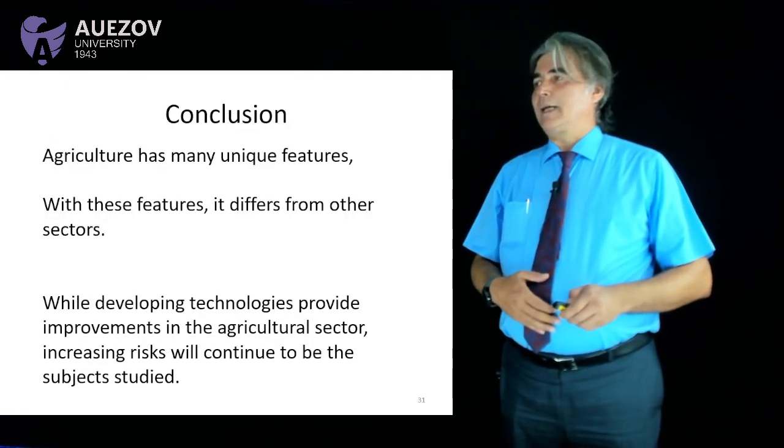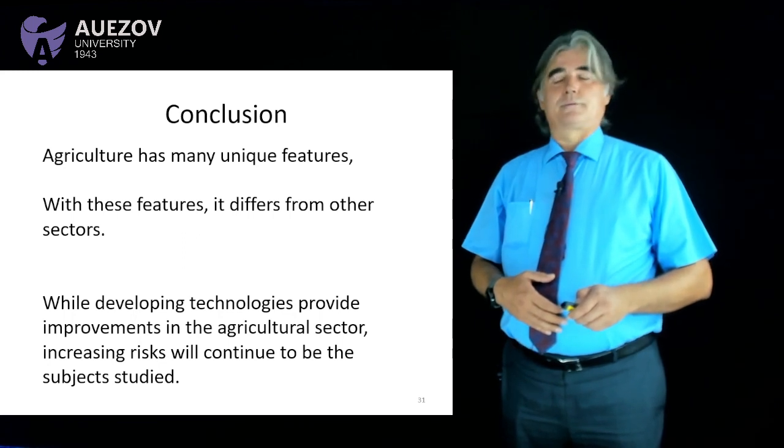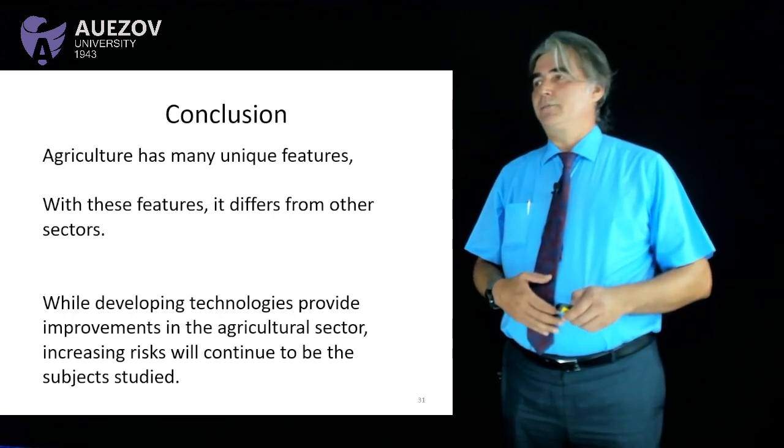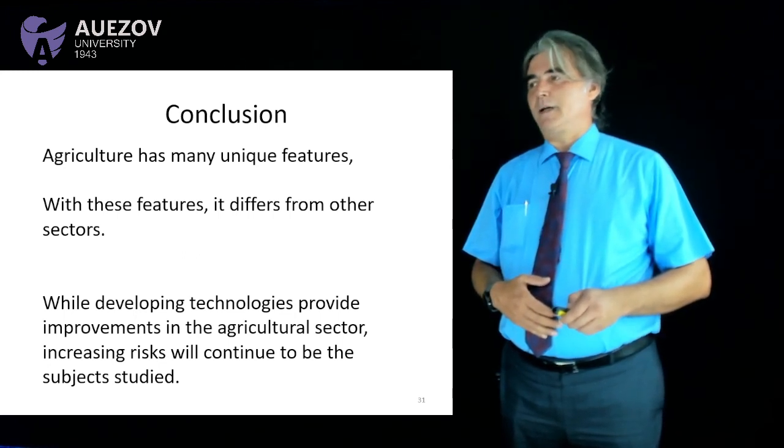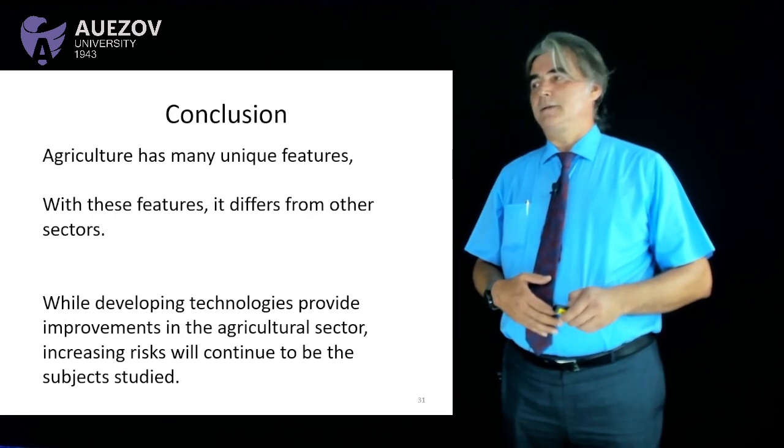And in conclusion, agriculture has many unique features. With these features, it differs from other sectors. While developing technology provides improvement in the agriculture sector, increased risk will continue to be a subject studied.